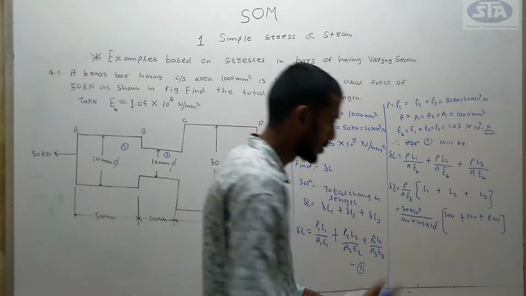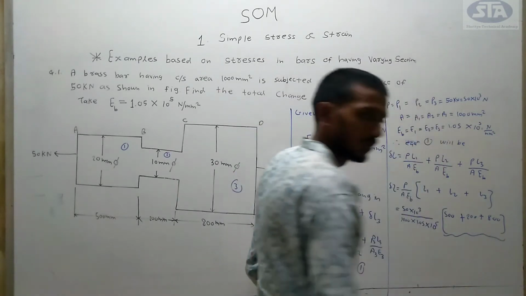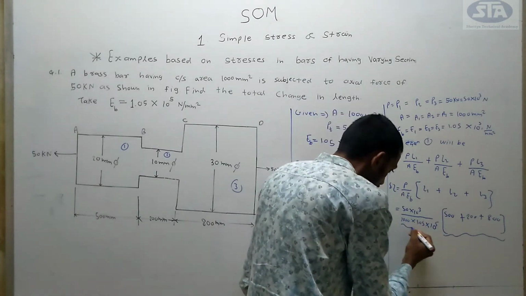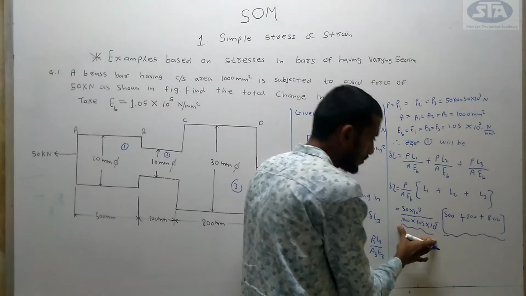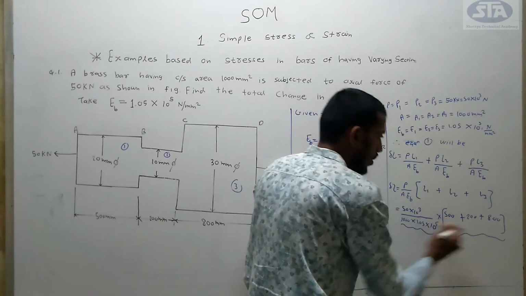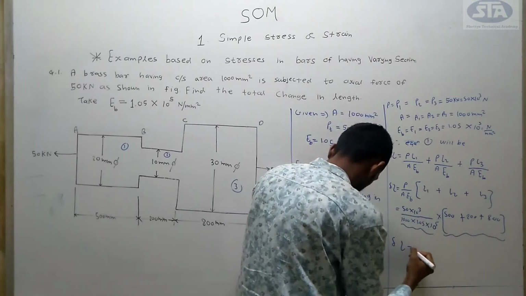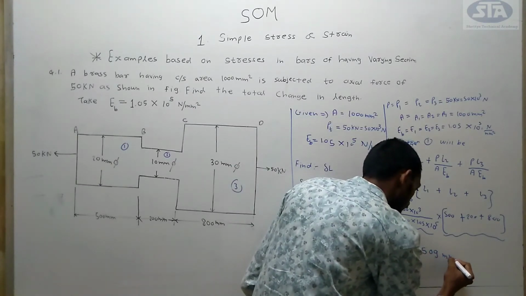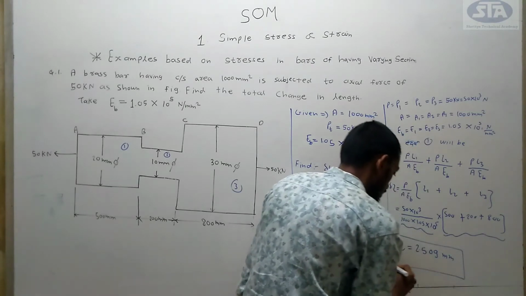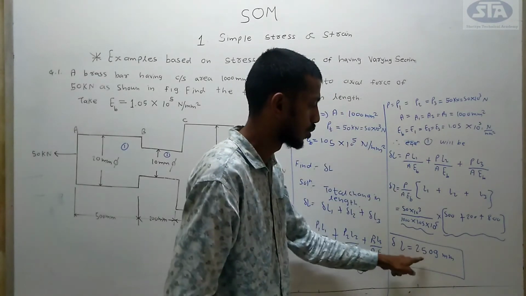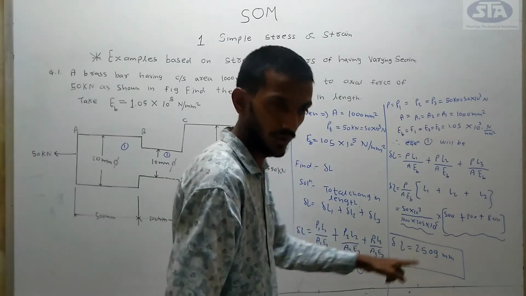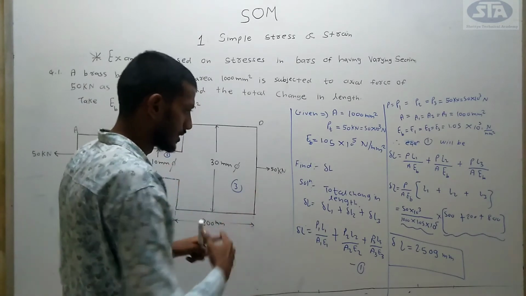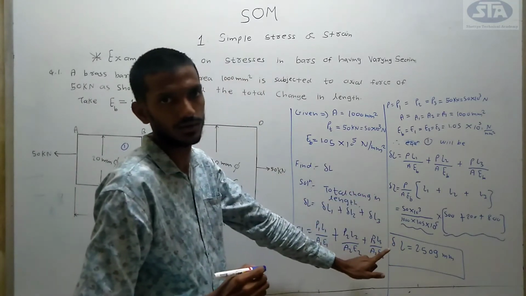First of all, you have to calculate this bracket. After this multiplication the answer will come. Then take the ratio of this term and multiply it with the whole term. You will get the change in length, which is equal to 2.509 mm. This is our final value, 2.509 mm, when we apply a 50 kN force on both sides. This is called the total change in length of the material.